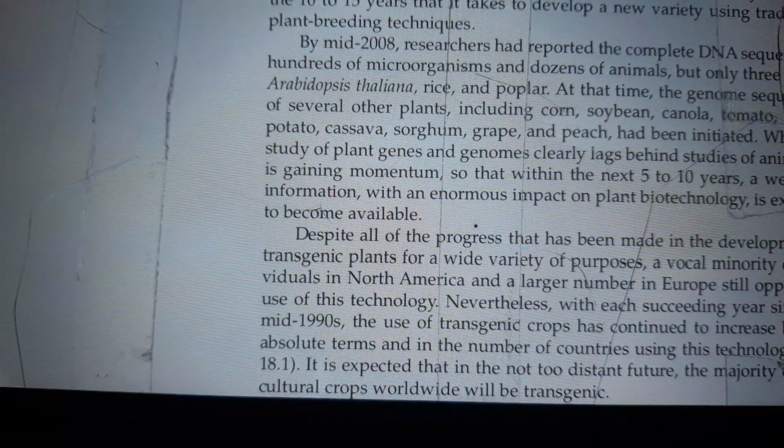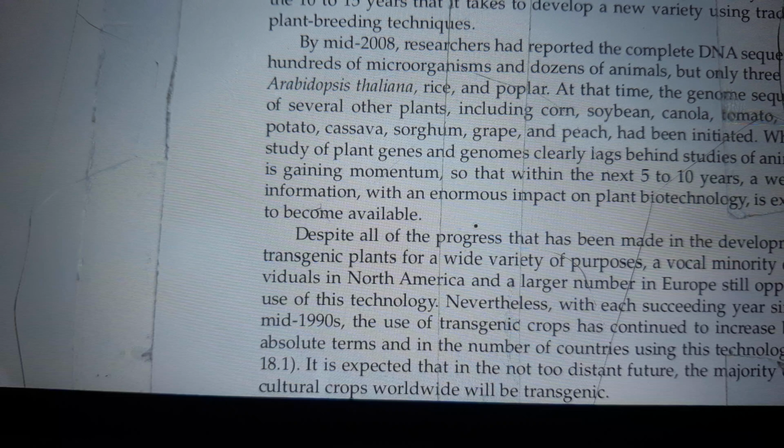In over 50 countries worldwide, this was seen. Plant biotechnology is having an enormous impact on plant breeding because it significantly decreases the 10 to 15 years that it takes to develop a new variety using traditional plant breeding techniques.